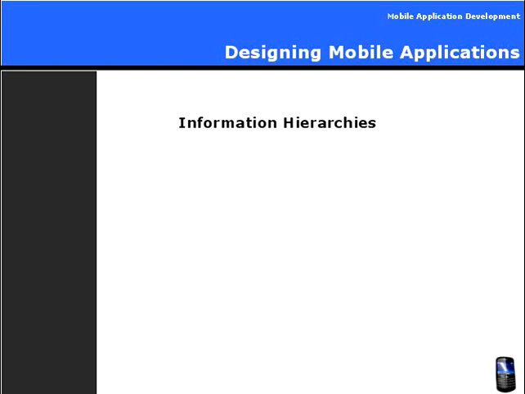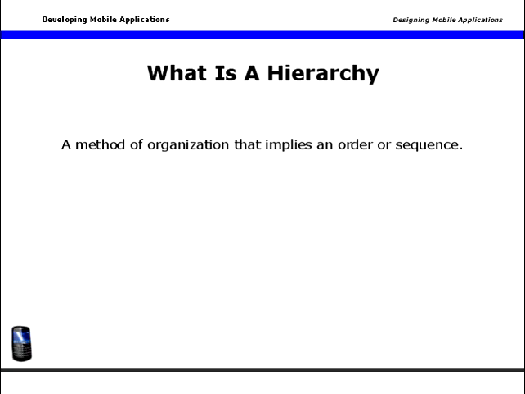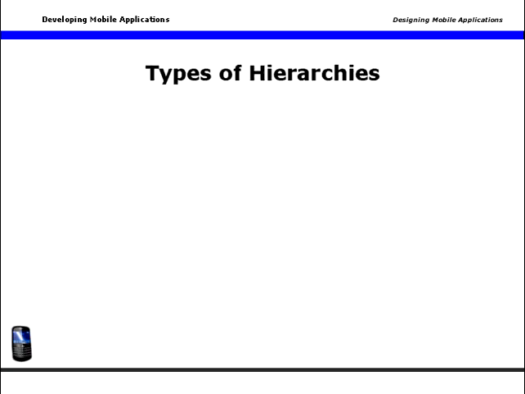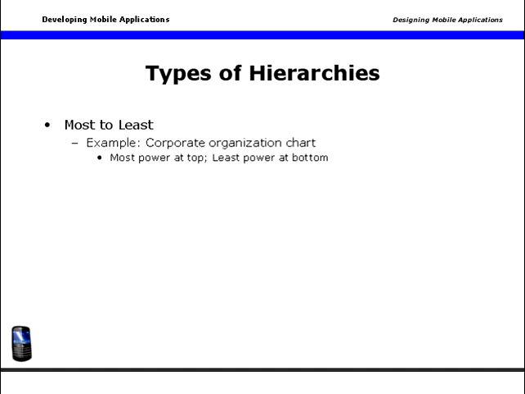Information hierarchies. A hierarchy is simply a method of organization that implies an order or a sequence. There are several types of hierarchies, and each can influence the way we design apps. The most to least hierarchy, for example, imposes those values in the way that a corporate organization chart might. Most power at the top, least power at the bottom. Note that the relationship is suggested by the direction of the hierarchy, in this case top down.